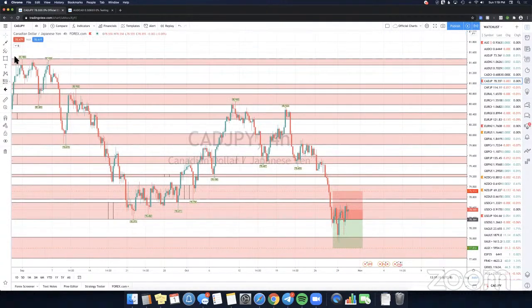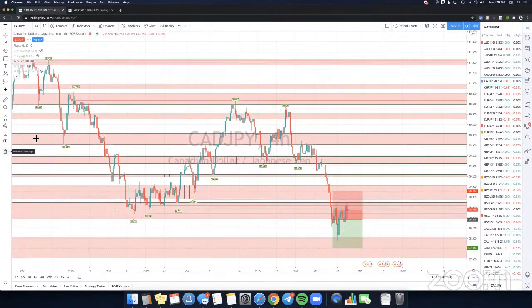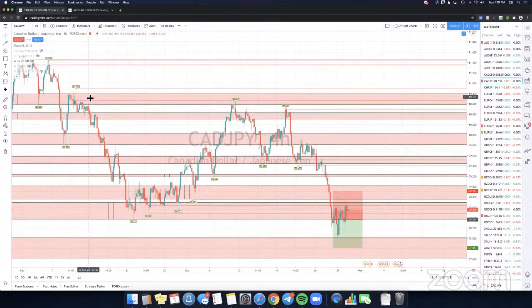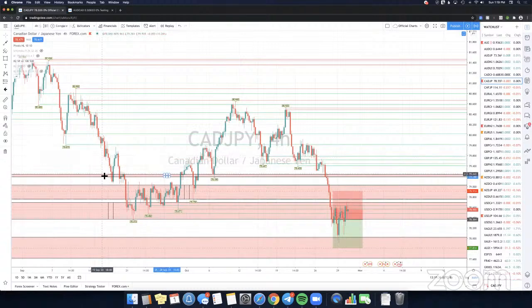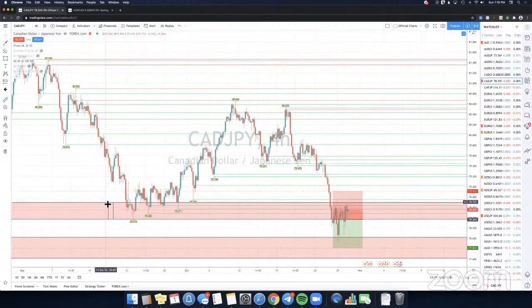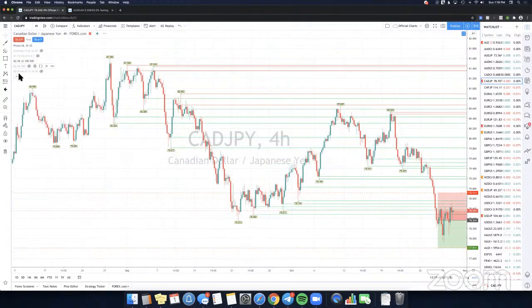But let's check out the zones. If the zones are the same, then we can just leave it alone. If not, we'll draw some new zones. Okay, so let's see. So yeah, the zones are a little new. So what I'm going to do is I'm just going to delete all these zones and redraw them. All right, zoom out from here.